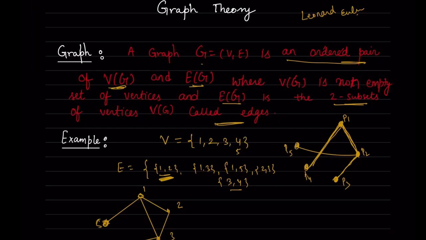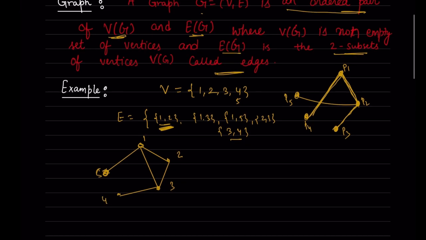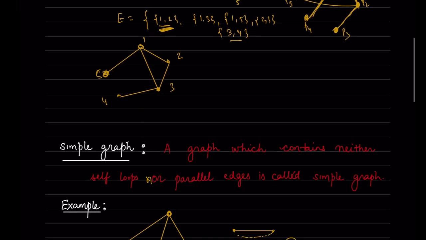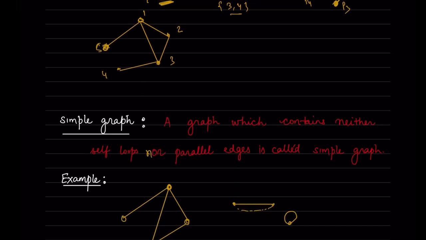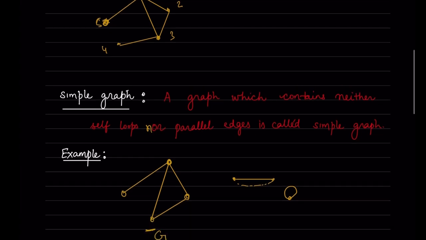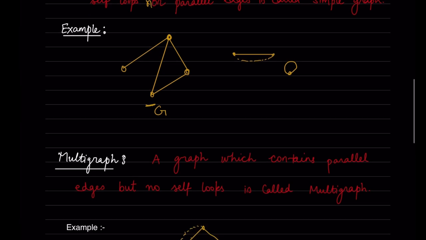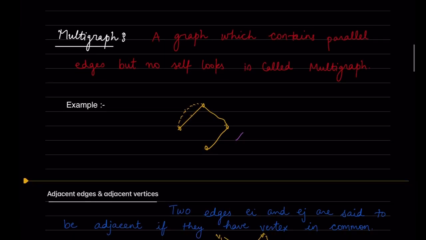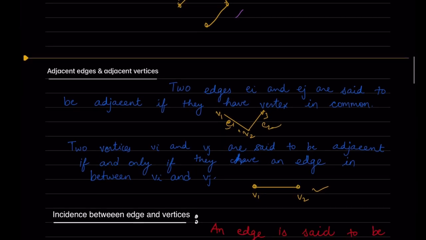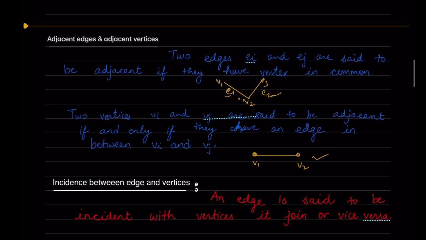Hello everyone. In this lecture, we will discuss more basic definitions of graph theory. In the previous lecture, we have seen what a graph is and an example of a graph. The definition of a simple graph: a graph which contains neither self-loops nor parallel edges is called a simple graph. Multi-graph, adjacent edges and adjacent vertices, we have already seen these things.